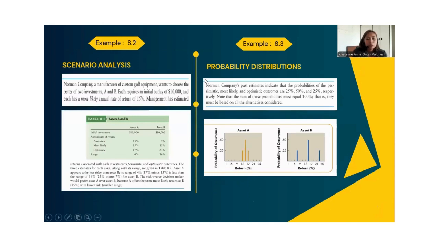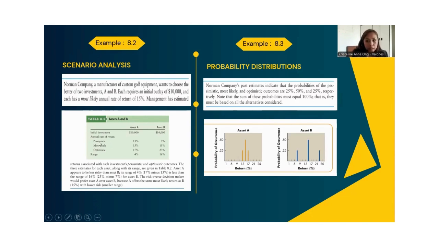Okay, so let's compare this one. We have here an example for scenario analysis and probability distribution. In scenario analysis, there are asset A and asset B with an initial investment of $10,000 each. So the management has estimated its annual rate of return.